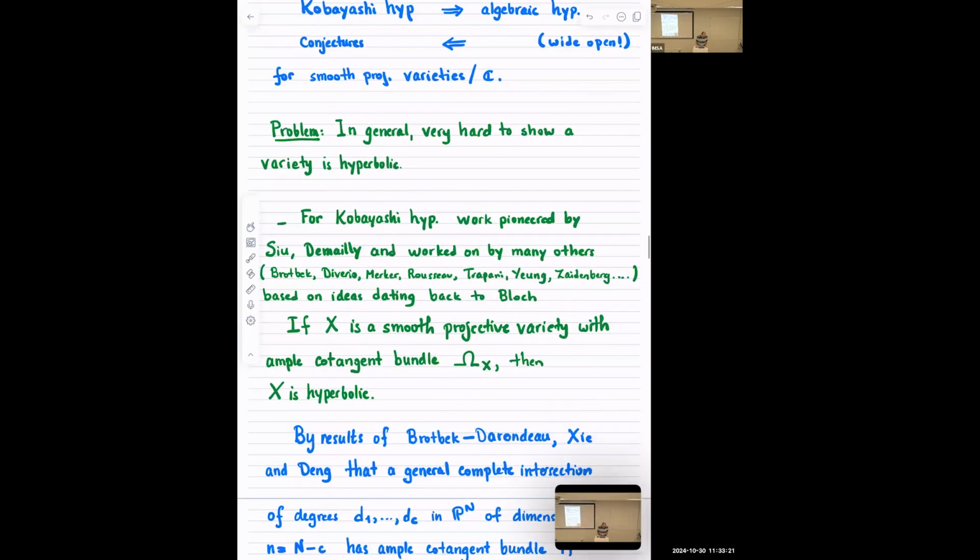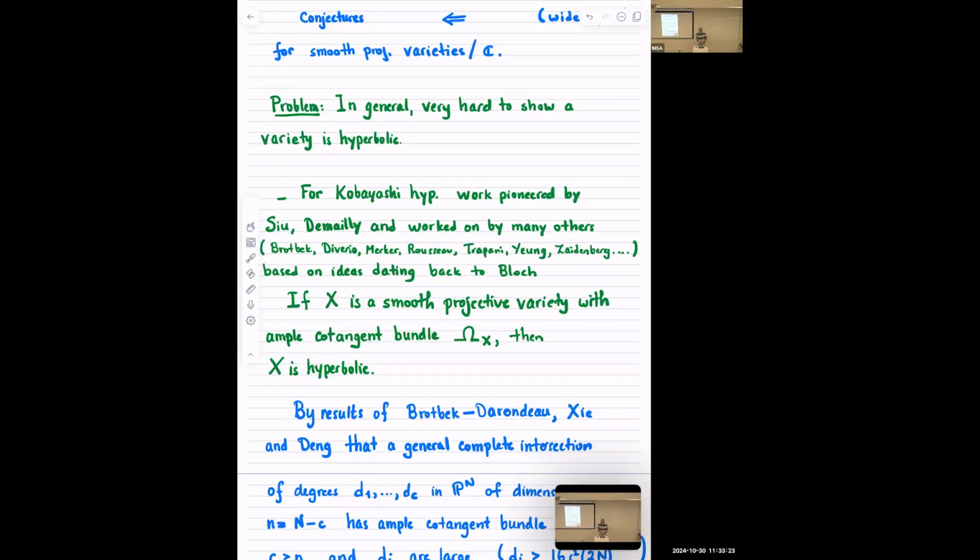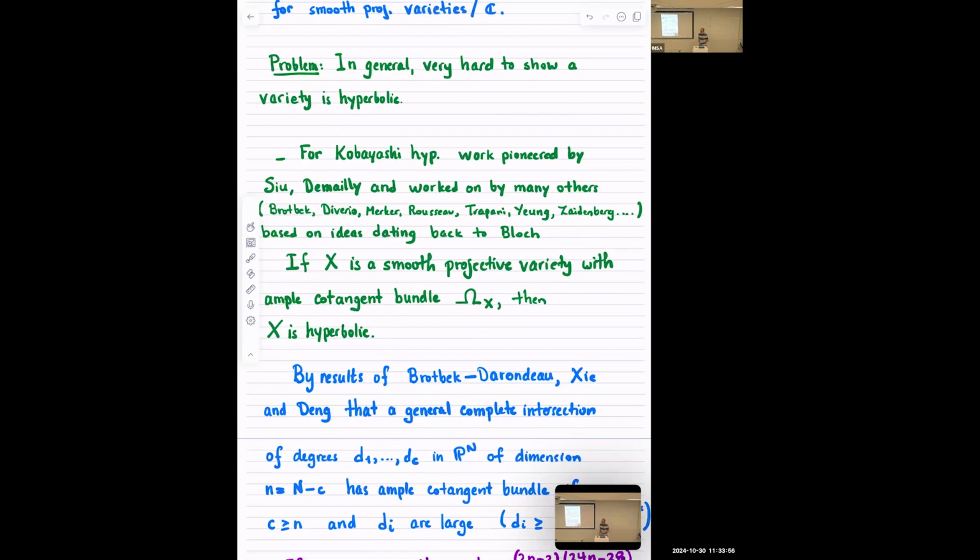All right. So what is the problem with all these notions? The problem in general is that it's very hard to show a variety is hyperbolic, as Professor Hsu explained. For Kobayashi hyperbolicity, there's been a lot of work, pioneered by Hsu, Demailly, and many others, too large to list here, and based on ideas dating back to Bloch, as Professor Hsu explained in the past hour.